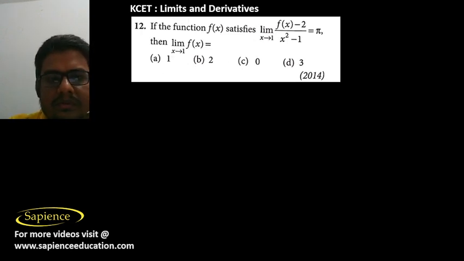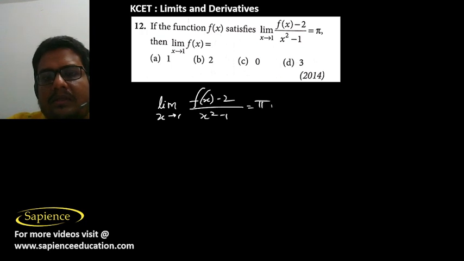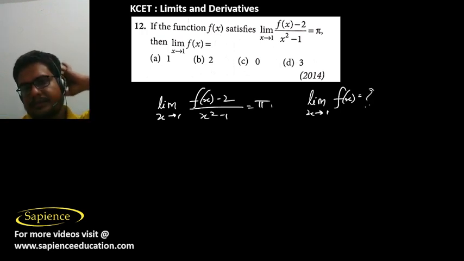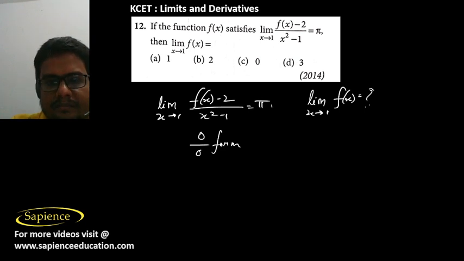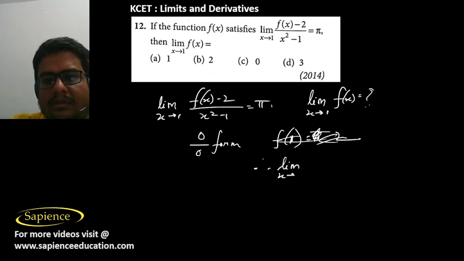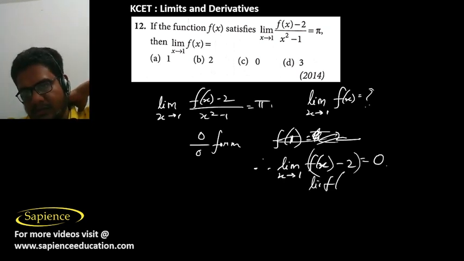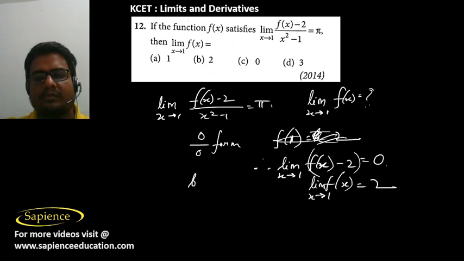In question number 12 it is told, if the function f of x satisfies limit x tends to 1, f of x minus 2 by x square minus 1 is equal to pi, then limit x tends to 1 f of x will be how much? So it should be in the 0 by 0 form. So f of 1 should be equal to 2. Therefore, I can say limit x tends to 1 f of x minus 2 should be equal to 0. That means limit x tends to 1 f of x is equal to 2. Option B is the correct answer.